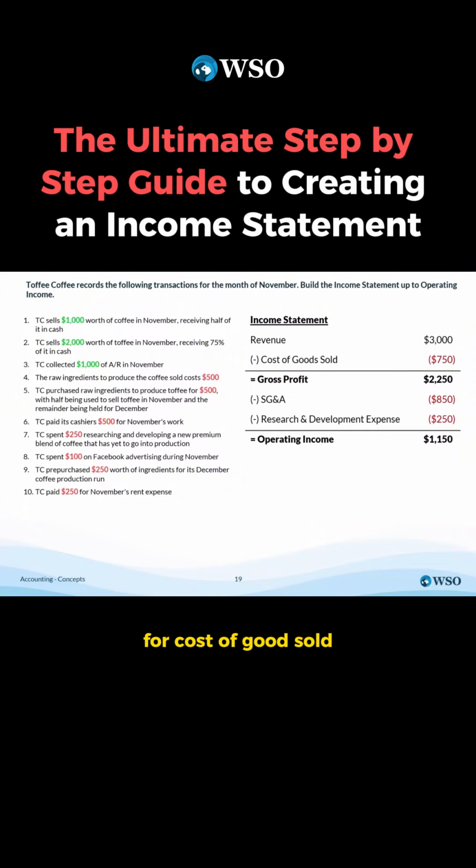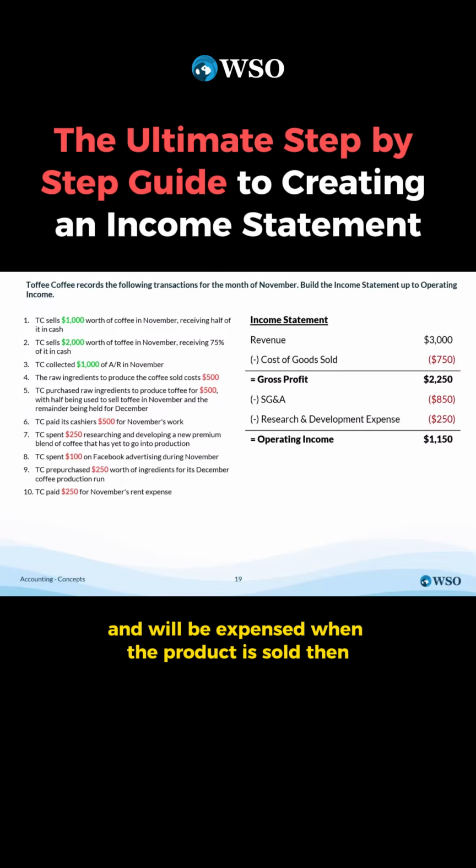For cost of goods sold, we recognize the cost of all products sold during that month. The coffee should be straightforward as we have costs of $500. For the toffee, however, given that we only used half of the ingredients in November, we only recognize half of the cost of the toffee sold in this month. The other half is saved for next month and will be expensed when the product is sold then.